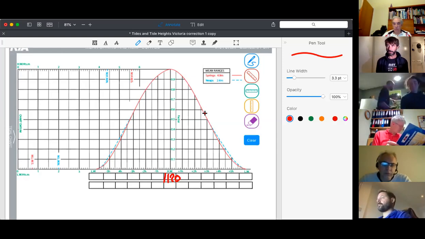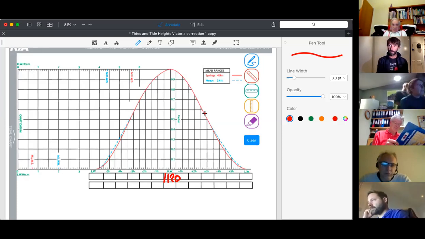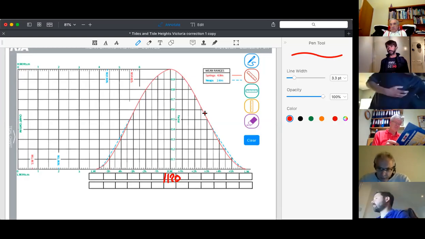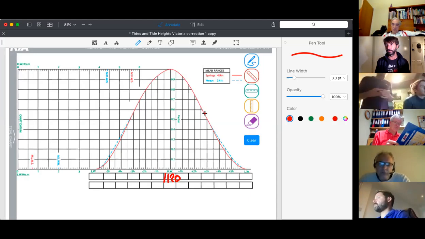So at springs, the rate at which water's flowing is much greater than it is at neaps. And if we've got super springs, then it's going to be even greater. So when we look at our tidal stream atlases, can you remember there's normally an arrow which shows the direction of the flow of the tidal stream? Yeah. All makes sense.